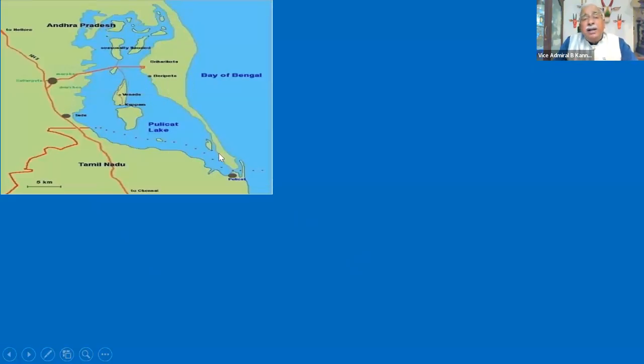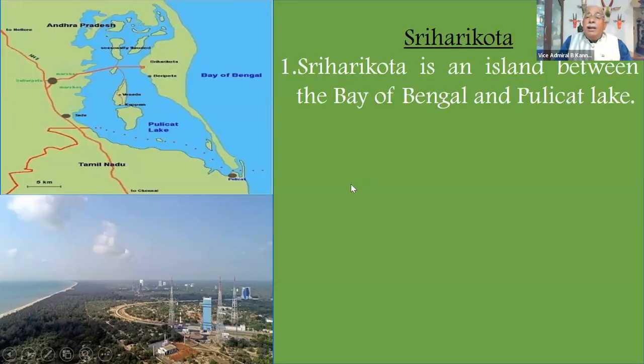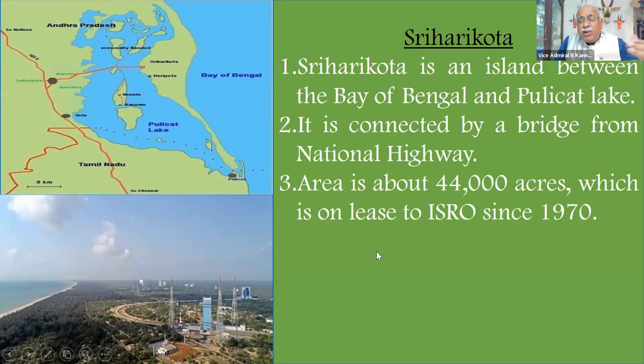This island, which is here, is between Pulicat Lake and the Bay of Bengal. It is connected by a road. This red line is a road which comes from the highway from Chennai to Visakhapatnam. And this island today, of course, most of us know, is the place from where all satellites are launched in India. And it is about 44,000 square kilometer.